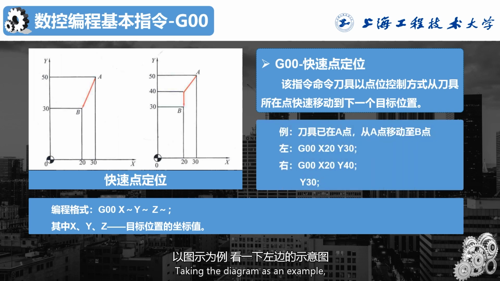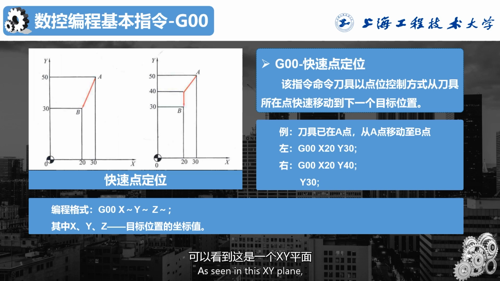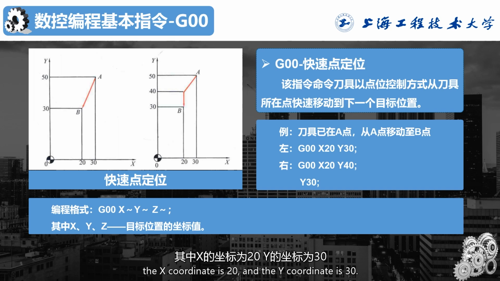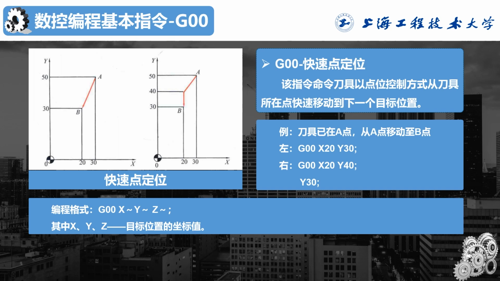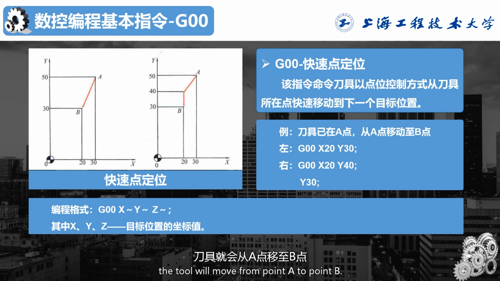Taking the diagram as an example, if the tool is positioned at point A and needs to move from point A to point B, you only need to describe the coordinates of point B. As seen in the XY plane, the X coordinate is 20 and the Y coordinate is 30. So, by executing the command G00 X20 Y30, the tool will move from point A to point B.